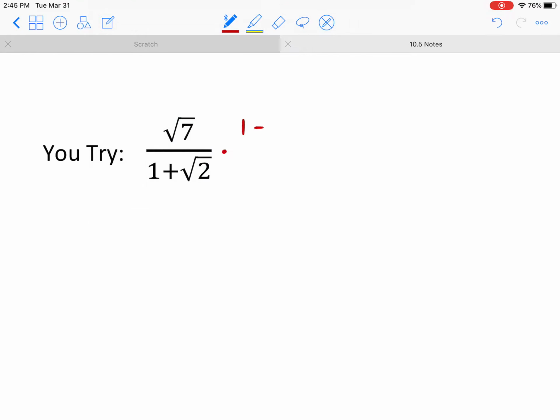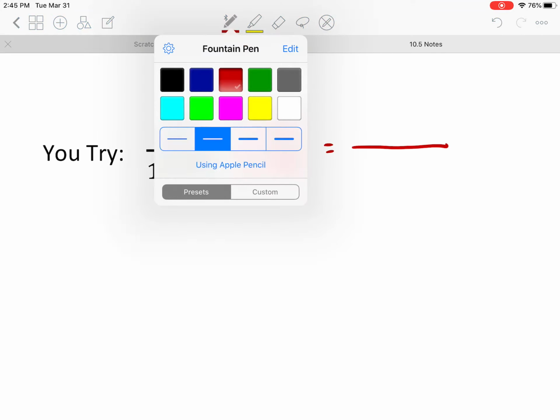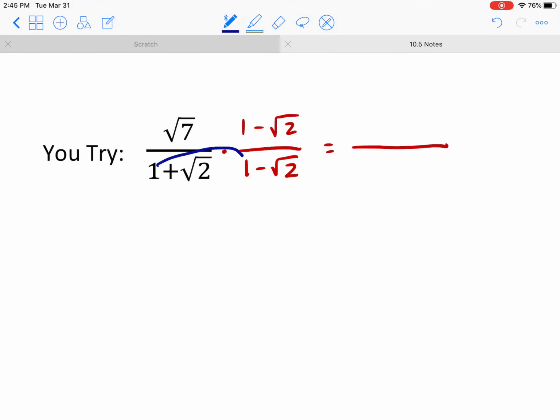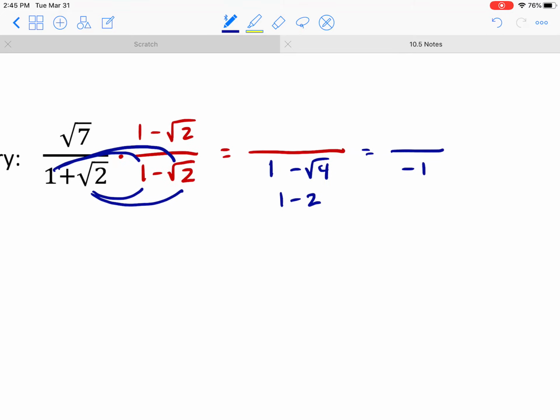So if you want to try this one out again, feel free to pause. We're going to multiply by the conjugate of our denominator. So same terms, 1 and radical 2, but change the sign. So 1 minus radical 2. So on the bottom of the fraction, what happens? Well, 1 times 1 is 1. A negative radical 2 and a positive radical 2 cancel. So I'm going to skip to this, which would be a negative radical 4. Well, radical 4 is 2, so this is just 1 minus 2, which means our denominator is really just a negative 1.